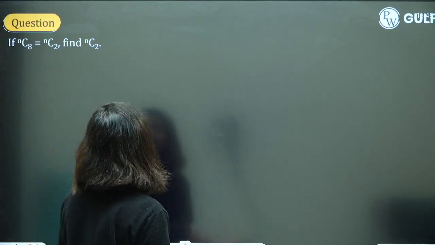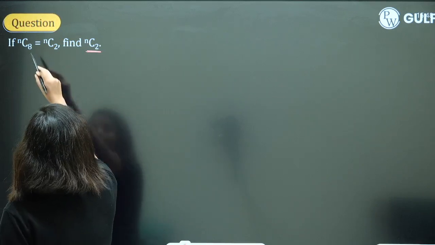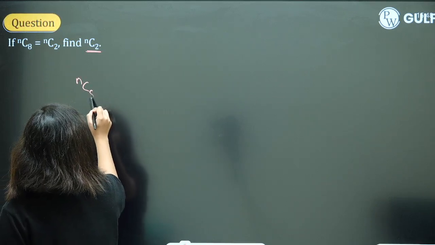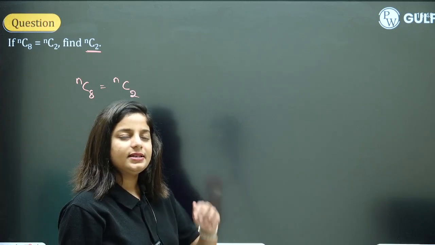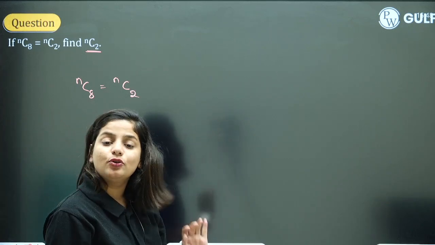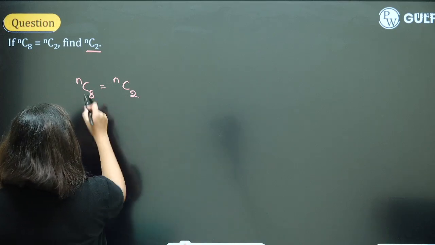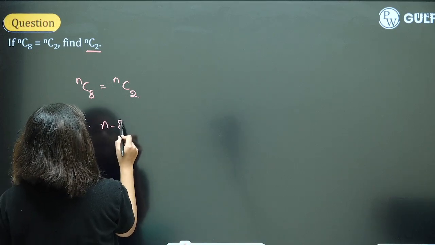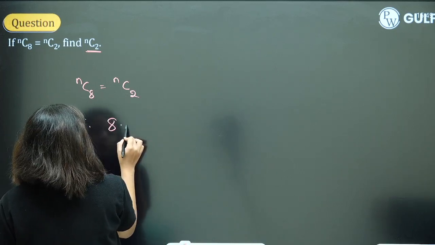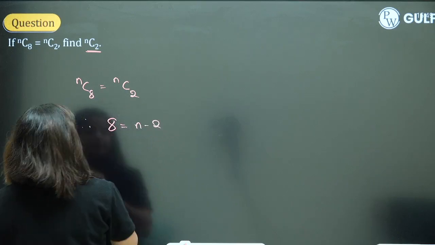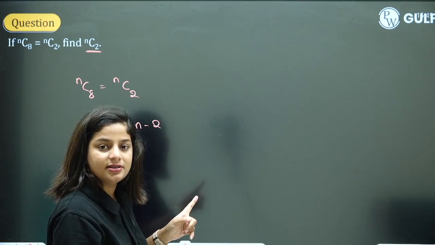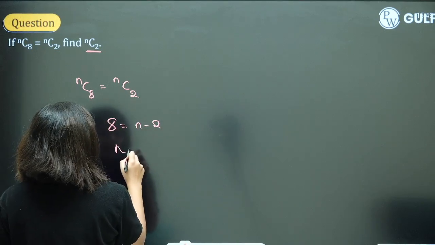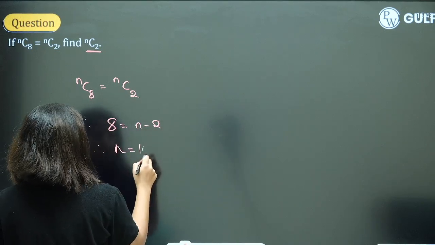Next. nC8 is nC2. Find the value of nC2. Guys, nC8 is equal to nC2. What does this tell me? The fourth property is going to be used. It simply tells me that 8 is equal to n minus 2, or you can also say n minus 8 is equal to 2, one and the same. Therefore, n is equal to.